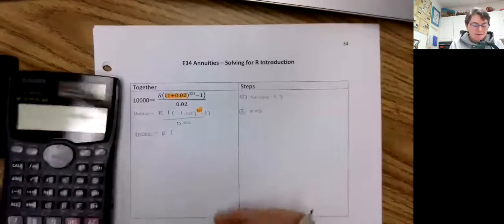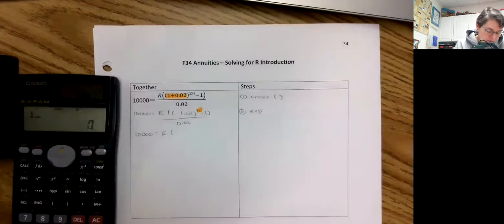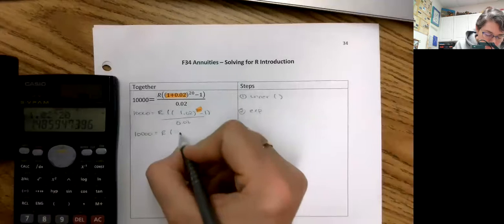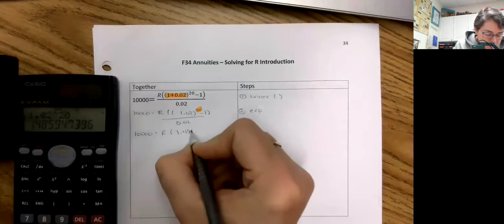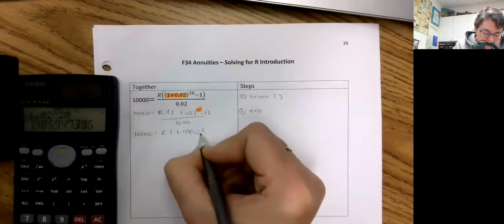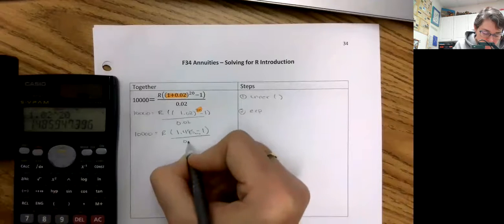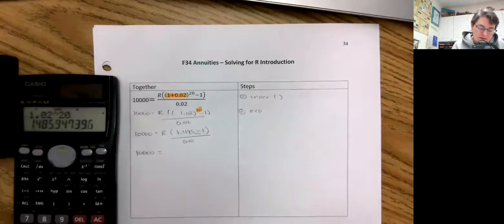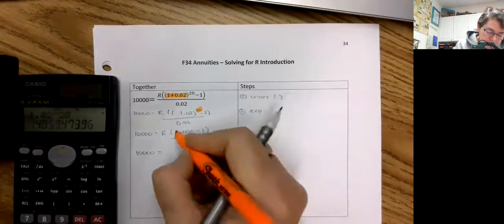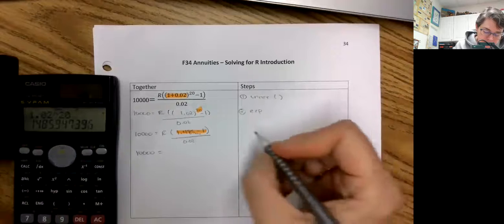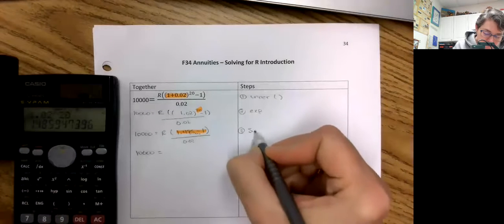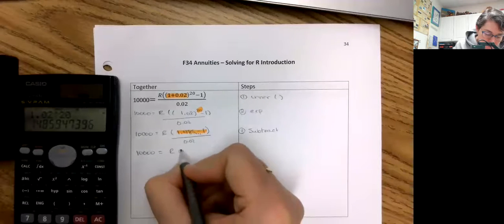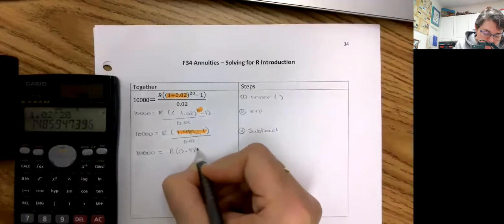I need my calculator. 1.02 to the 20th. So you get 1.485 minus 1. I'm going to put some dots, right? You guys know that by now. Over 0.02. All right, so we did the exponent, then I guess we do the subtraction. That gives .485.